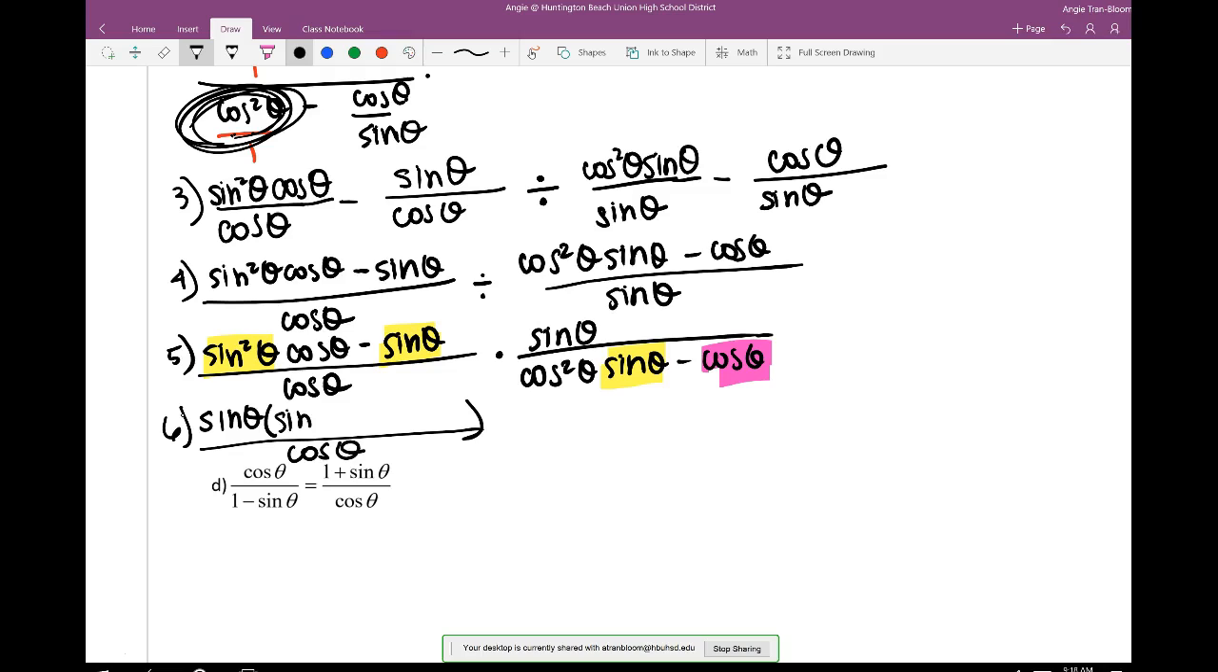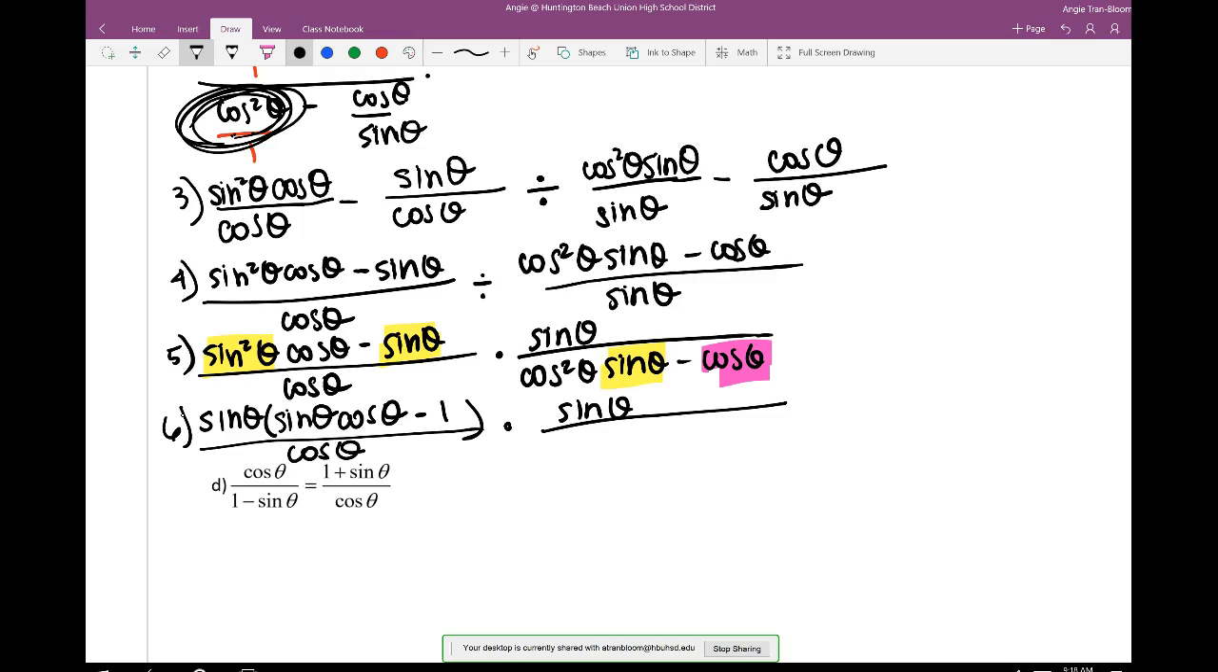Sine theta times cosine of theta minus 1. Good. Times on the top, I still have sine of theta. On the bottom, Cyrus suggests we do the same. Should we factor it out again?